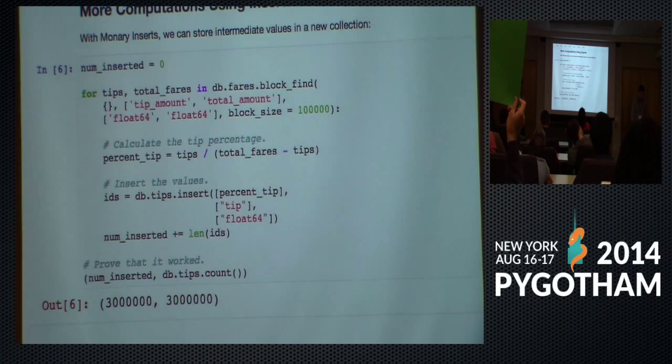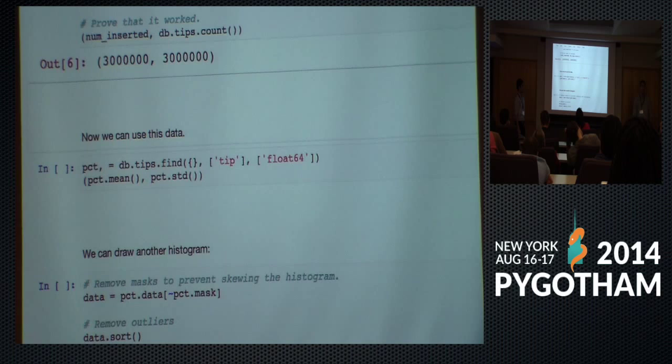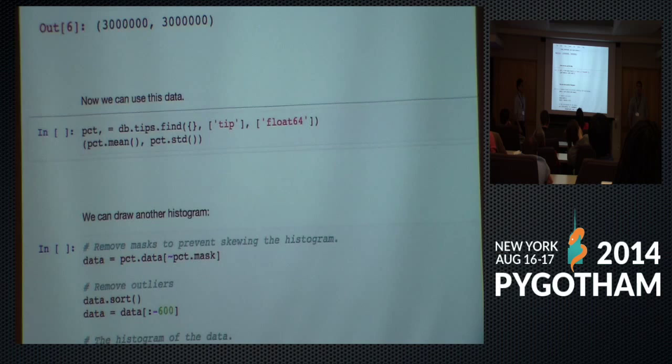Cool. So now that we have this data inserted into a new collection, we can use this. But before I do this calculation, let me just ask, I'm assuming a lot of you have taken a taxi before. How much do you tip when you leave a tip? Just anyone, shout it out. 20%. 15%. All right. So we're getting a lot of 20s, 15. Okay, so let's take a look at our actual data.